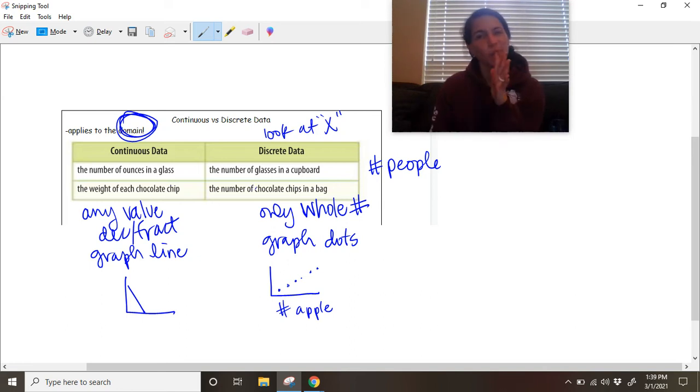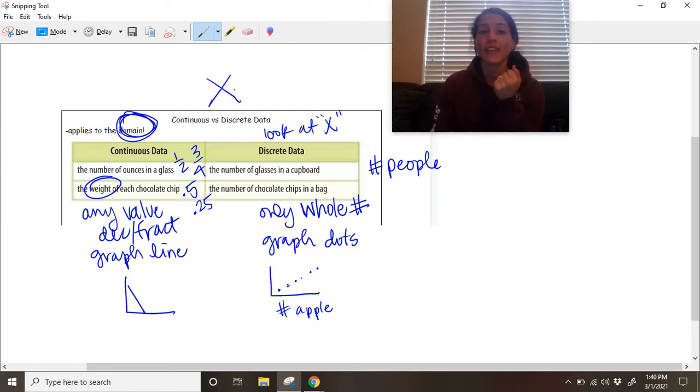Yes, there might be broken pieces, but essentially you're counting the whole chocolate chips. Continuous data would be the number of ounces in a glass because you could have half an ounce, or 3/4 of an ounce. The weight. Anytime weight is a big one that's continuous because you can have half a pound, or 0.25, a fourth of a pound. So if you can have decimals or fractions, it's going to be continuous.